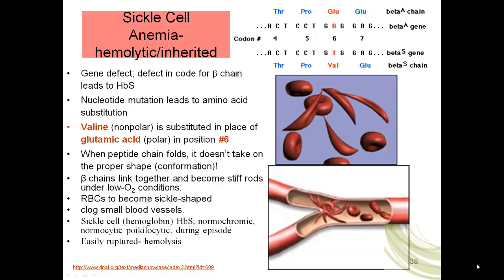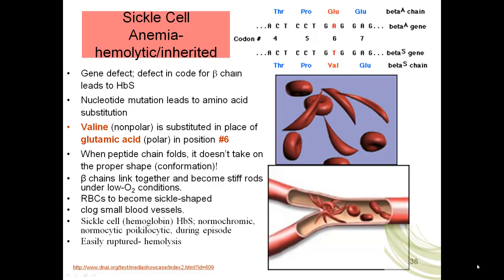Instead of saying HbA, which stands for adult hemoglobin, we say HbS. And this means that we now recognize that one of the beta chains has valine. Now, the red blood cells are normochromic, normocytic, but they will become poikilocytotic when there is an episode. So again, under normal conditions, the red blood cells have normal MCH, normal MCV, normal MCHC. It's when they have an episode that the cells change their shape and become sickled.